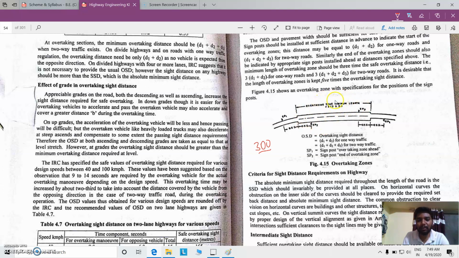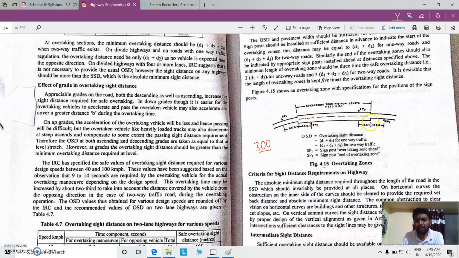that is minimum or desirable, whatever they ask, because it depends upon the condition of the highway and the condition of traffic on the road, right? The minimum will be 3 times the overtaking sight distance and the maximum will be 5 times the overtaking sight distance. That will be the total distance of the overtaking zone.